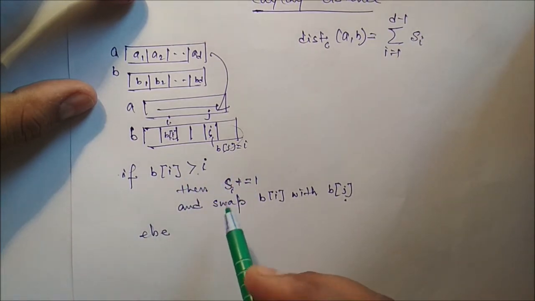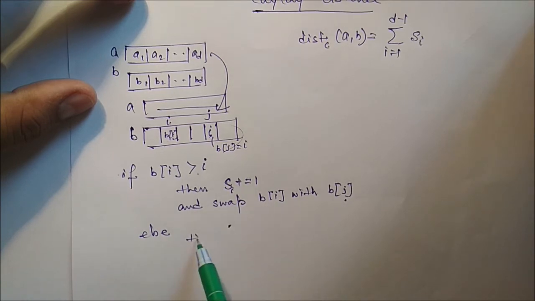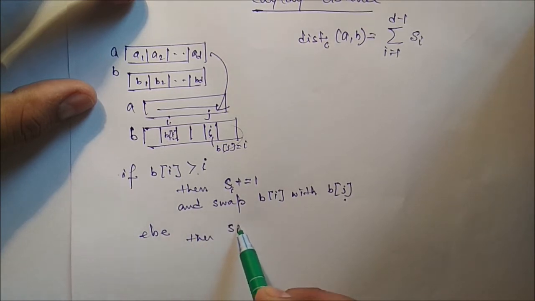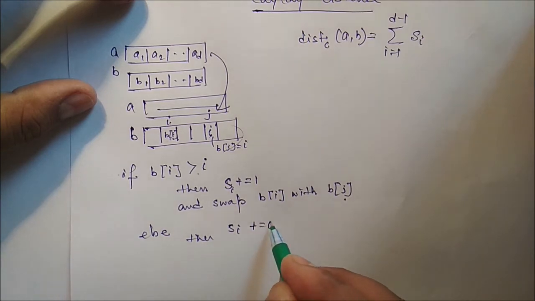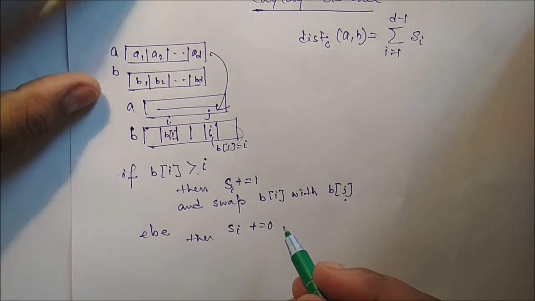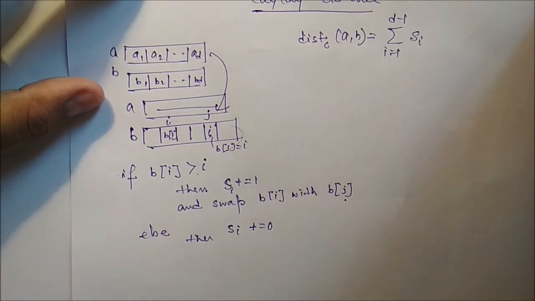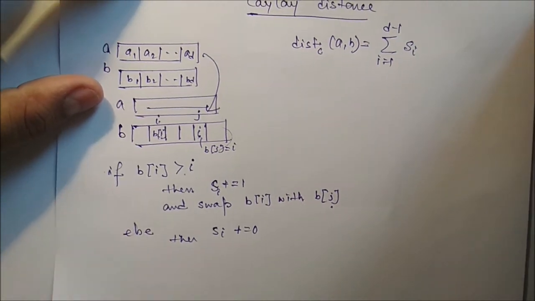Else, if it is not the case, then what to do? So then SI, keep it as it is. Okay, don't do anything. SI is 0, or nothing, do nothing. So how to solve this one? How to do this one?